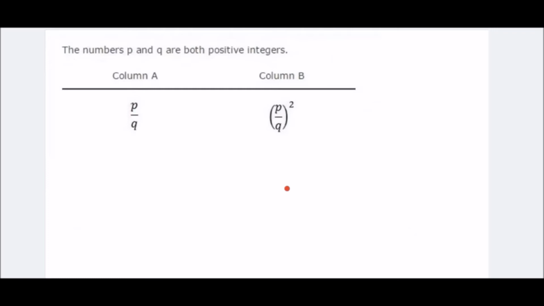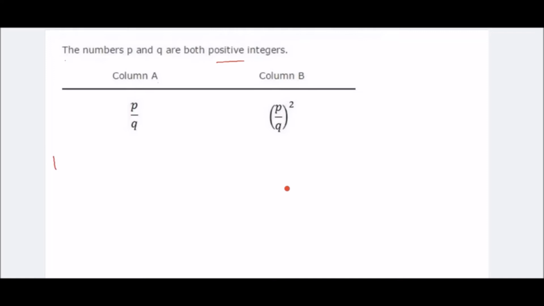So our next question is, the numbers P and Q are both positive integers. Be careful about that. For column A we have to find P by Q, and for column B, P by Q whole square. See, P and Q are both positive integers, that's why the sign will not play any role here. So what matters is the value. What is the value of P and Q?